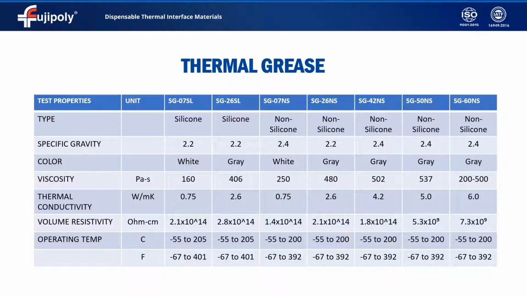And finally, we have our tried and true thermal greases. Like I said, thermal grease has been around for a long time. We have a wide range from 0.7, which is pretty standard heat sink compound, all the way up to our SG50 and 60NS, which is on the higher end of the scale. And so the greases still have their spot, especially in very high power semiconductors, where you really can't beat the thermal resistance of a grease when you have a thin bond line of under 3 or 4 mils. You just can't get the thermal resistance down that low with a solid gap filling pad.